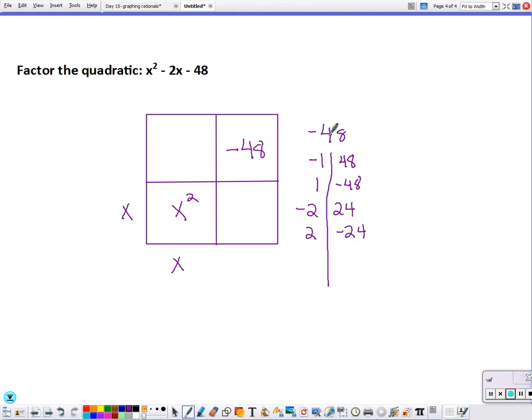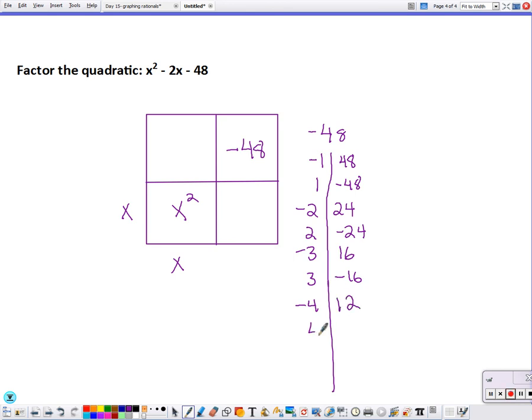3 doesn't go into 48. 4 goes into 48, so we could go negative 4. Oh wait a minute, yeah, it does. 3 goes into 48 16 times. So we could do positive 3 and negative 16, positive 12 and negative 4. Those are a lot of choices.